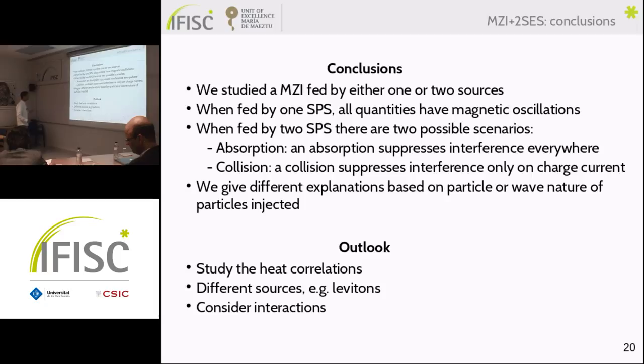So the outlook would be now to study the heat correlation, since we studied the charge correlations in the written thesis, and they didn't give us much insight. Maybe move to different types of sources, for example, levitons, and as a final step, consider a different model instead of the scattering matrix to be able to consider interactions in such a system.